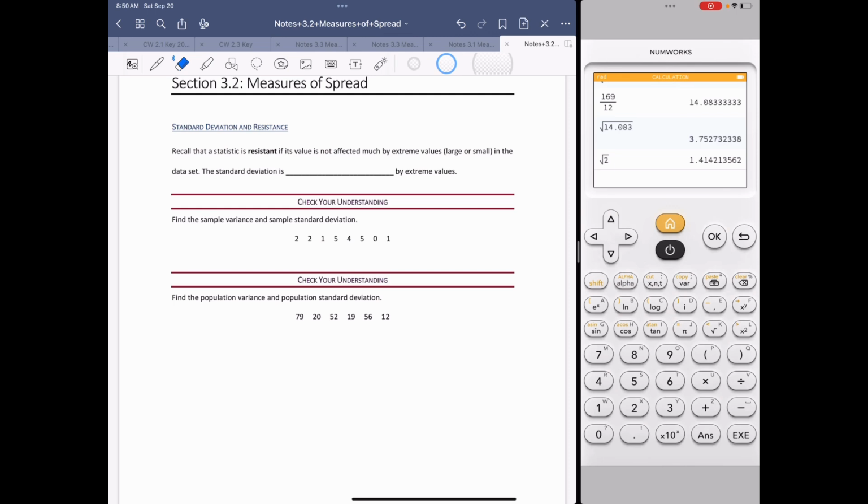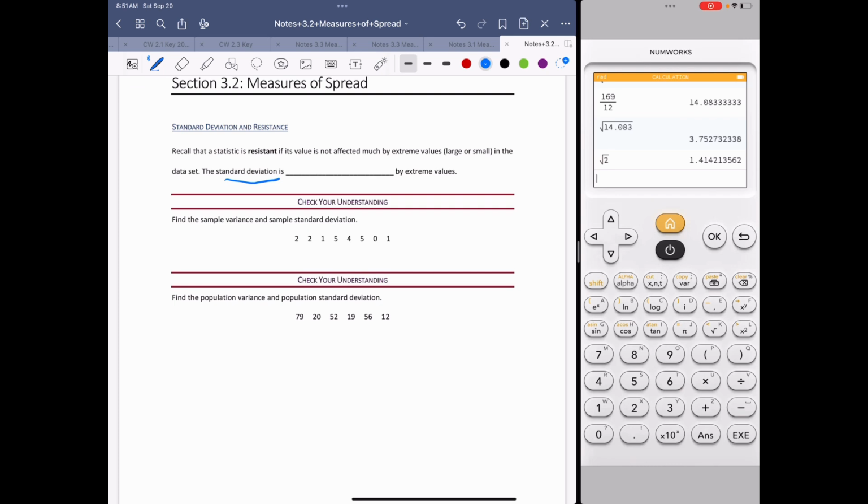What we're going to figure out here, recall that a statistic is resistant if its value is not affected much by extreme values, large or small. And I want to try to figure out if the standard deviation is resistant. And I want you to think about San Francisco. If we had had an extreme temperature, do you think it would have drastically affected the standard deviation? And that's what we're going to talk about today.